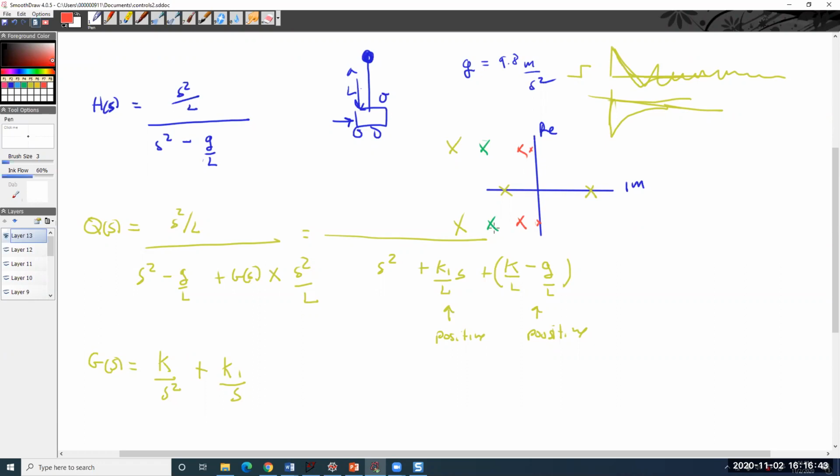Osman, the only difference is, I would probably want to have put two different numbers here, K1 and K2. It's not the same K, but it could be. Okay.